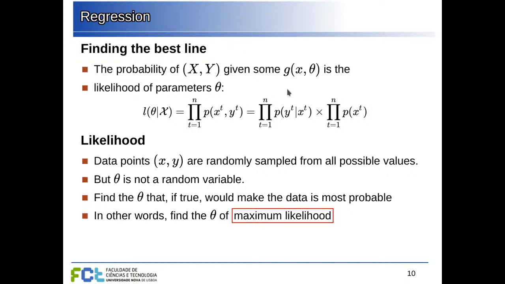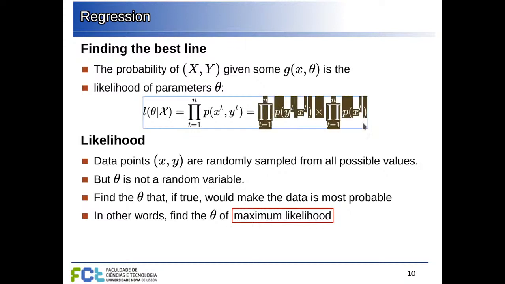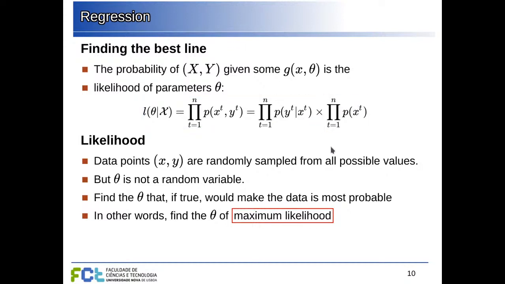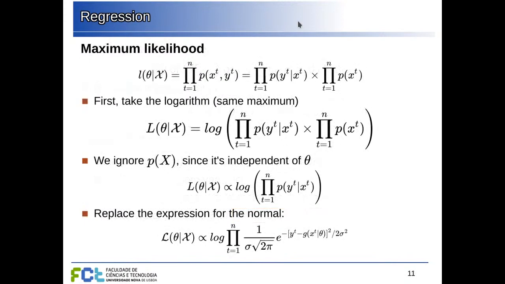So when we sample the data from nature, if the hypothesis is true, then the data would have the probability that we can compute in this way. So if we select the parameters that maximize that probability, that is to say, if we select the parameters that have the maximum likelihood, then we get closer and closer, or as close as possible, to the data that we have. So this is what we're going to do.